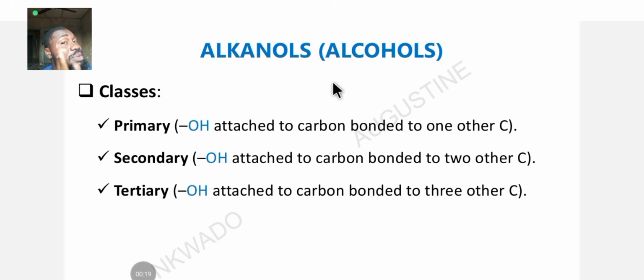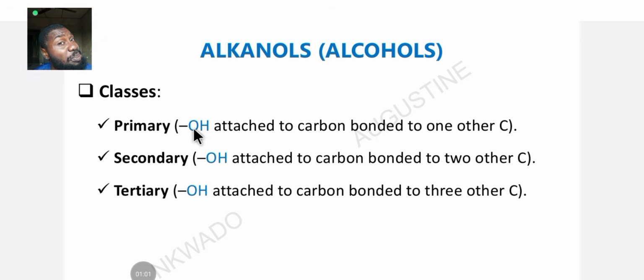Remember that alkanol is a functional group. So what are the classes of alkanols? Alkanols have three classes. The first class is the primary alkanols, the second class is the secondary alkanols, and the third class is the tertiary alkanols. How do you differentiate them? Why are they referred to as primary, secondary or tertiary alcohol? Let's find out why they give them that name.